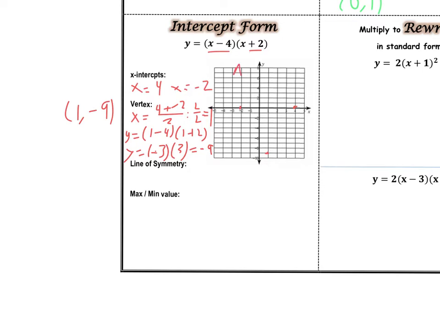I can already draw my graph here. We don't have a negative out front of this, so it's not surprising to me that it's opening up. So we know that then this is a min value, since the vertex is the lowest point, and that is at negative 9. Remember, that's always the y value of the vertex. The line of symmetry is always the x value of the vertex, so that's going to be at 1.